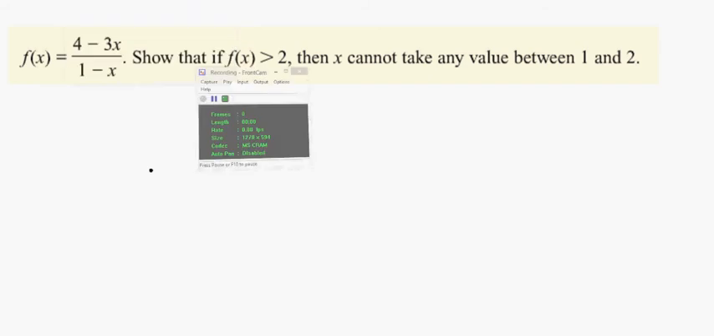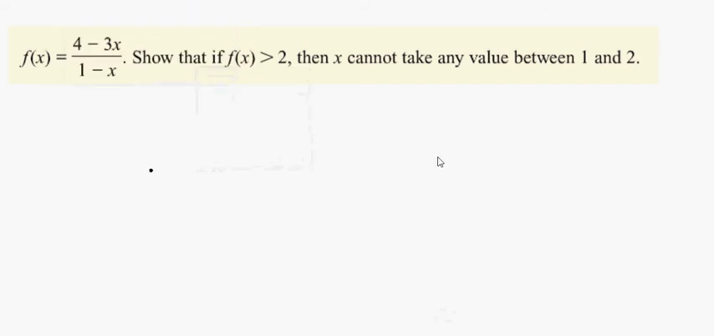Okay, so we're starting off with the 5th year revision video. First question: if f(x) equals (4 minus 3x) divided by (1 minus x), show that if f(x) is greater than 2, then x cannot take any value between 1 and 2.